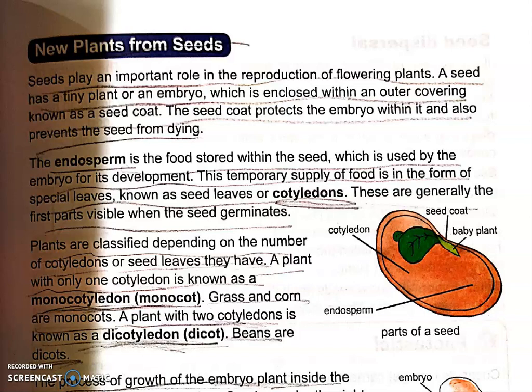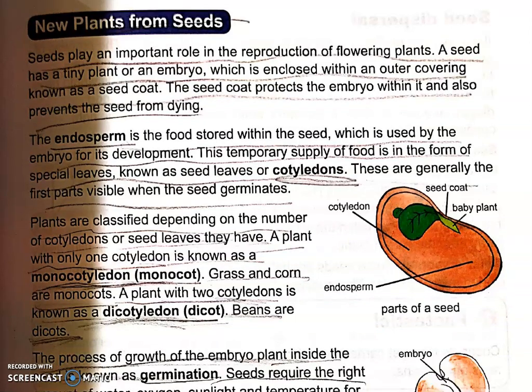Now first I told you there are two kinds of plants. One is flowering and the other one is non-flowering plants. In flowering plants like rose or marigold or sunflower, a seed has a tiny plant or an embryo which is enclosed within an outer covering known as a seed coat. The seed coat protects the embryo within it and also prevents the seed from dying. I'll show you the parts of a seed.